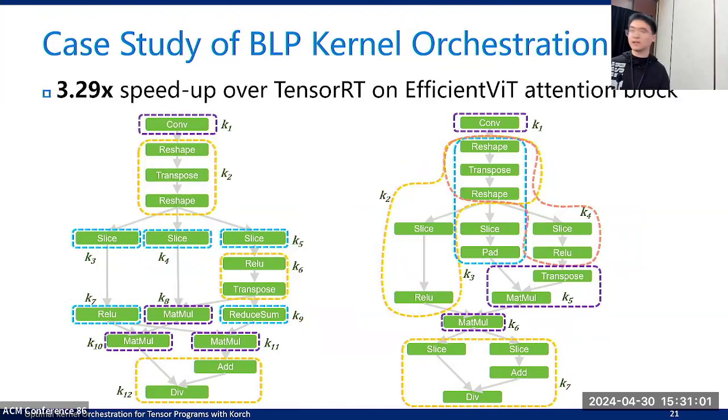The second case study is on the BLP. This is an attention block of EfficientViT, and here's a comparison between TensorRT's strategy and Korch's strategy. As you can see, TensorRT uses 12 kernels in total, but Korch only uses 7 kernels. Kernel 2, kernel 3, and kernel 4 have overlap, and the shape transformation is executed 3 times in those 3 kernels. And we can have a 3.29x speedup in this case.